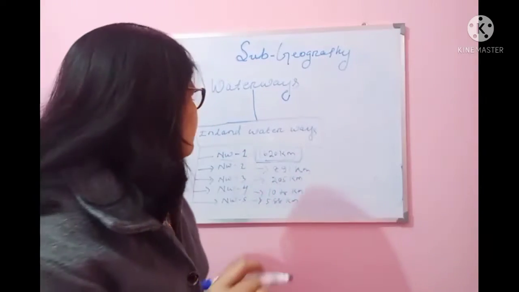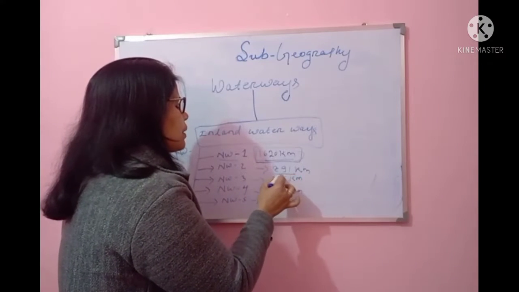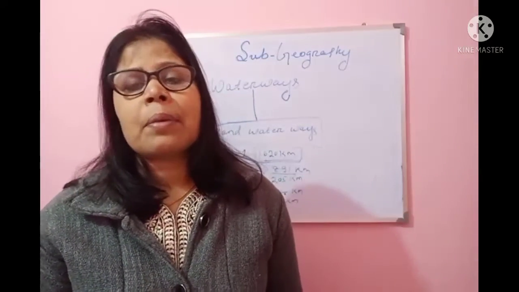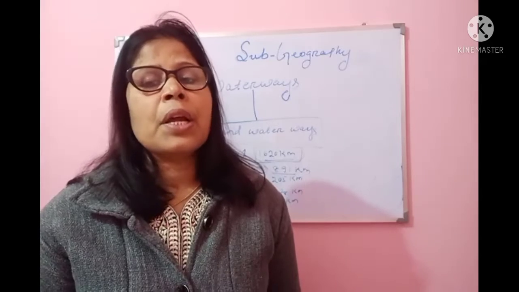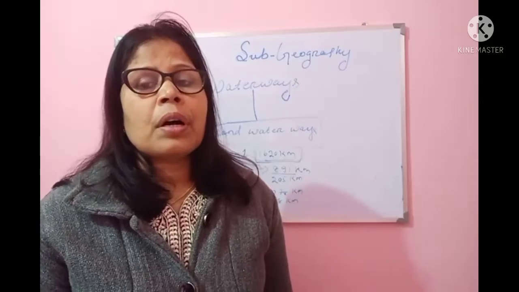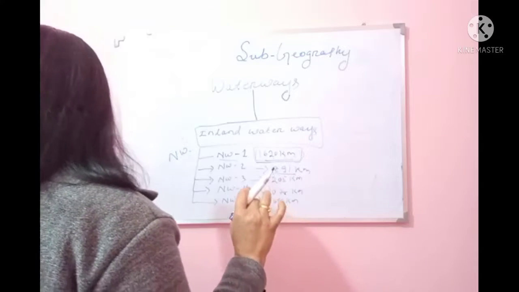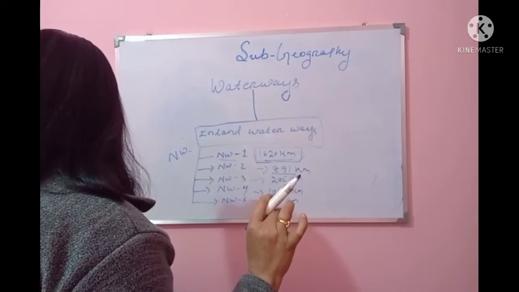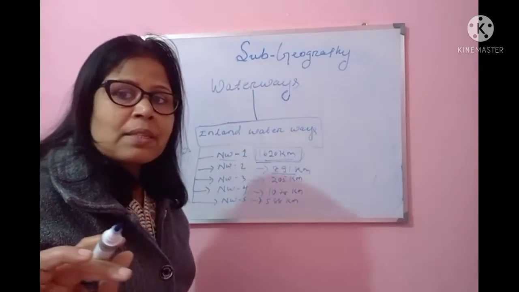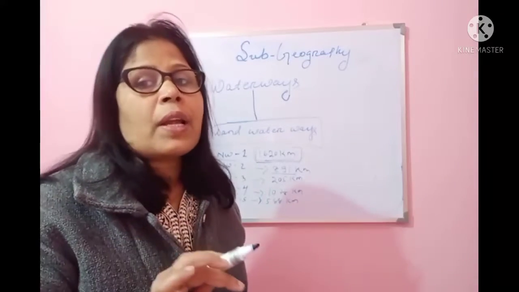And the other one is national waterway 2, which is extended 891 kilometer. That one we find in the river Brahmaputra. In the river Brahmaputra, we get to see national waterway 2. It is within Assam, extended from Sadia to Dhubri, in the Brahmaputra river. Sadia is a place in Assam, and it is extended up to Dhubri.